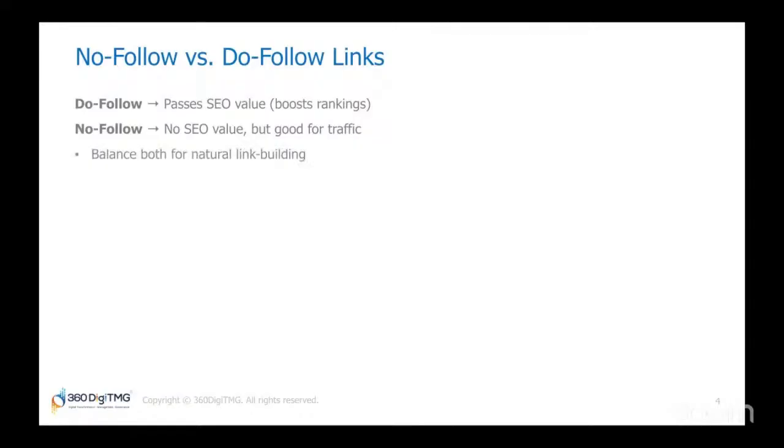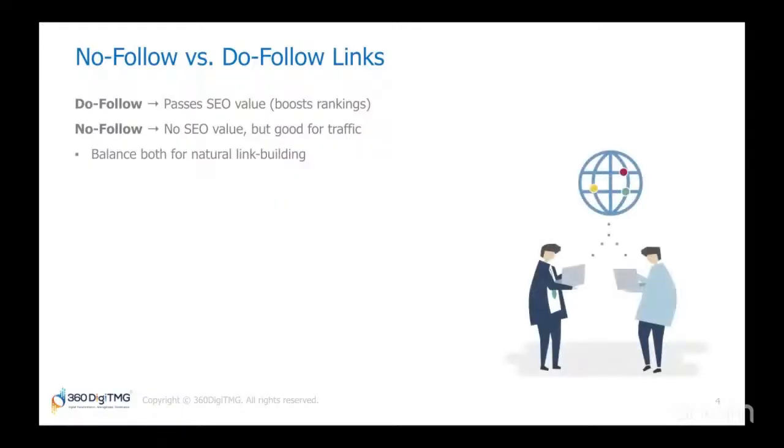Okay, we need to balance both, dofollow and nofollow, to get natural link building. Clear, friends? So we need to balance both nofollow and dofollow. This is to get natural link building. If you keep doing only dofollow, then Google may suspect, okay, these guys are doing something fishy, now we need to downgrade their rankings. So that's how the Google algorithm thinks.